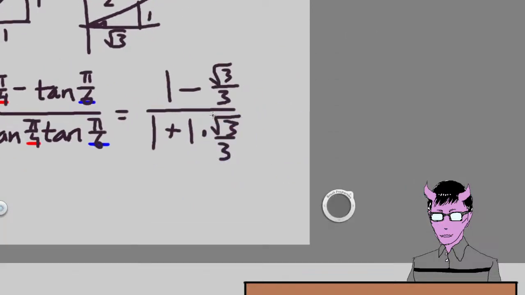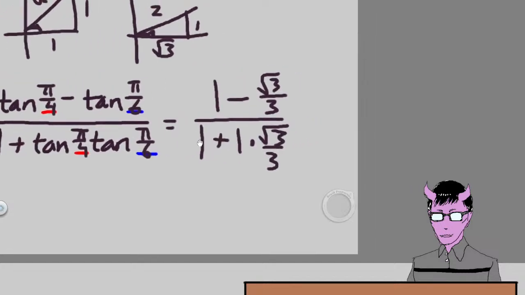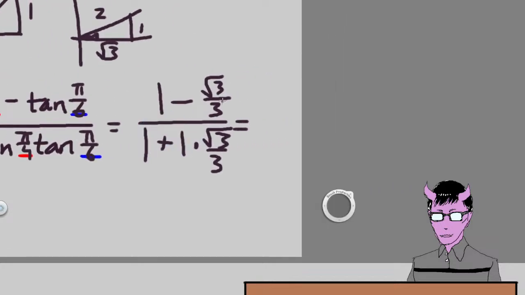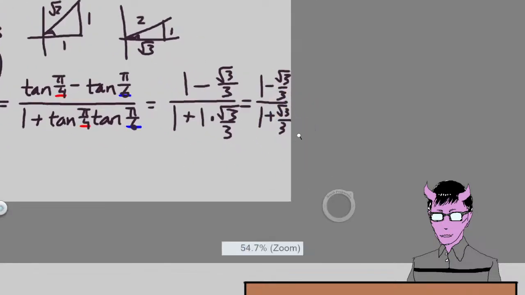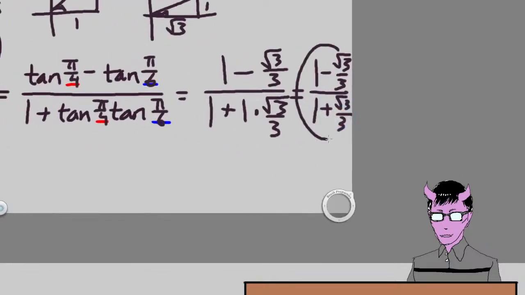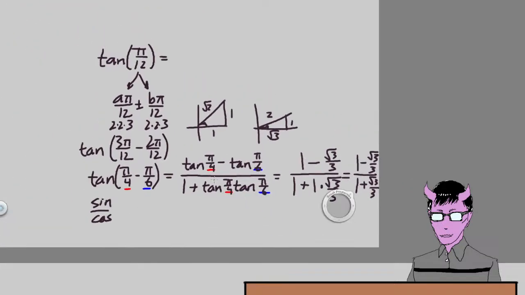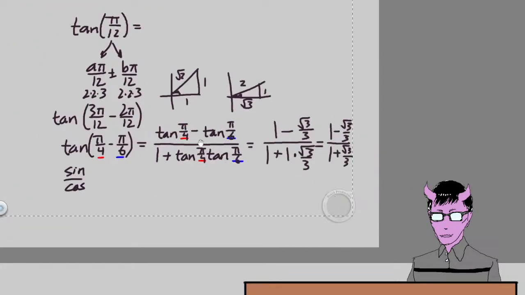Alright, so at this point it just becomes simplification. It's actually kind of gross, isn't it? But, well, we'll do our best. So 1 minus root 3 over 3, and then the bottom one is going to be 1 plus root 3 over 3. Not the nicest looking situation, but leaving it like this, you will probably be deducted points. So let me move things over.